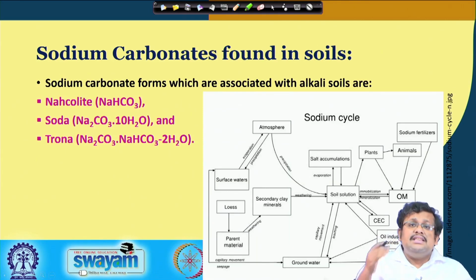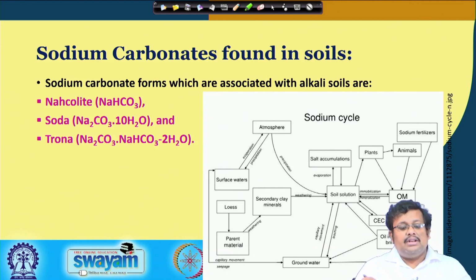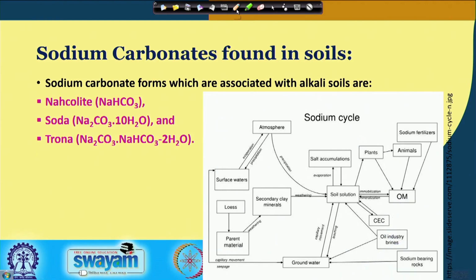Now, the sodium carbonate forms which are associated with alkali soils are of three main types. One is sodium bicarbonate, called nahcolite, then sodium carbonate decahydrate (Na2CO3·10H2O), called soda, and then trona, which is sodium carbonate, sodium bicarbonate and 2H2O. If you see the sodium cycle in the soil, this is the sodium cycle. In the soil solution sodium is present, and salt accumulation occurs due to evaporation, when water gets evaporated from the soil solution, and vice versa.